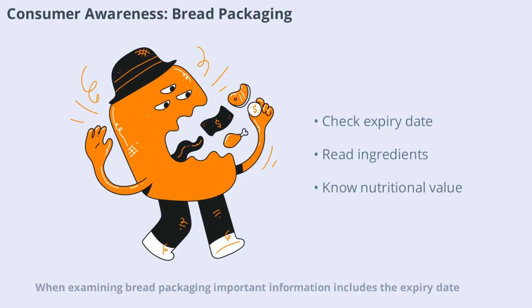When examining bread packaging, important information includes the expiry date, ingredients, nutritional value, and manufacturer details. Being able to identify and explain the significance of this information helps you make informed choices and answer exam questions on consumer awareness. Practice reading labels and understanding what each detail means for your health and safety.